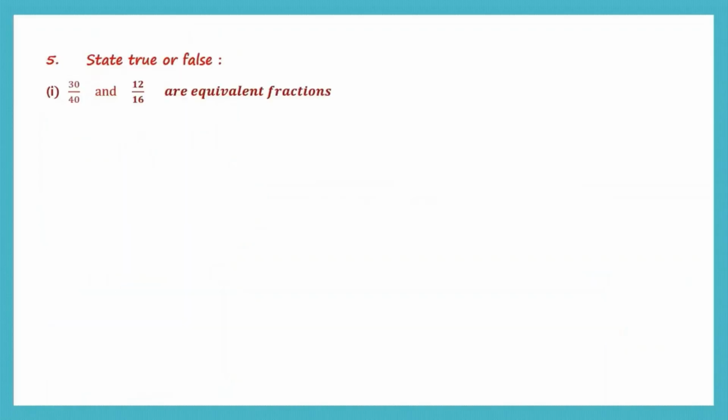So here, question 5 says, state true or false. So we've been given two fractions, 30 by 40 and 12 by 16, and we are told that they are equivalent fractions. Now let's see if they are equivalent. That means the value has to be the same. So I'm going to take first 30 by 40. I'm going to reduce it to the lowest term. Both are divisible by 10. So let's divide both by 10.